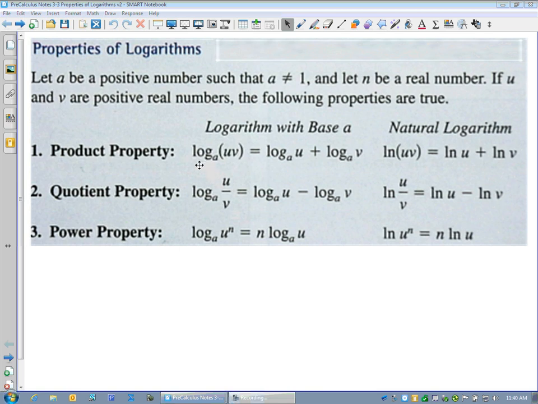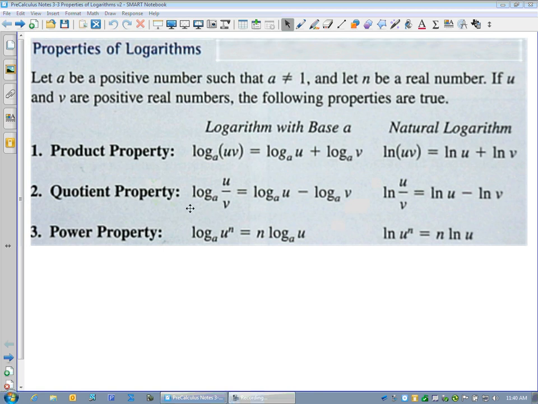So first of all, if you have the log of a product, in other words, the argument is a product of two factors, then you can break that up into two logs of each of the two factors. So log base a of u times v is log base a of u plus log base a of v. The equivalent notation in natural log would be ln of uv equals ln u plus ln v. They're both the exact same idea, but remember that natural log is basically log base e. a would be e for the natural logarithm.